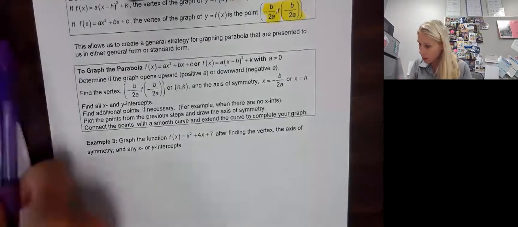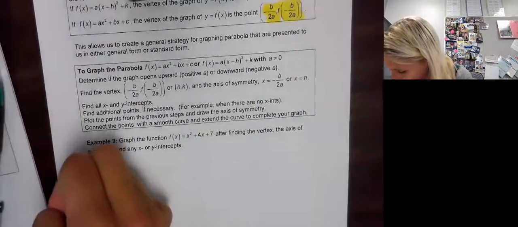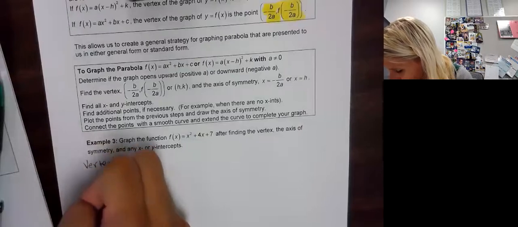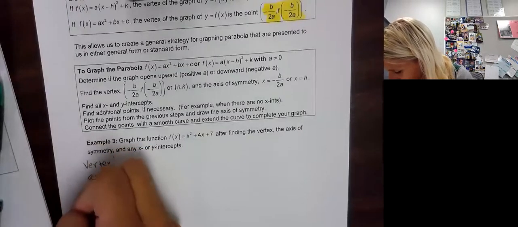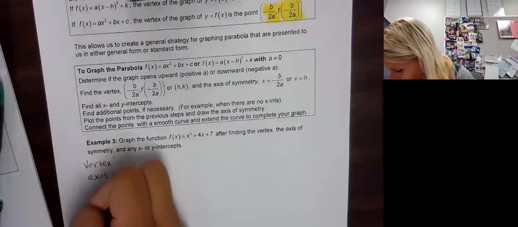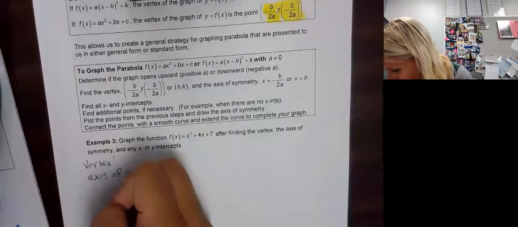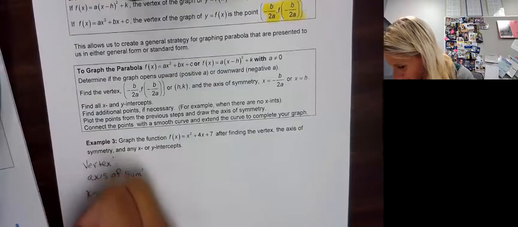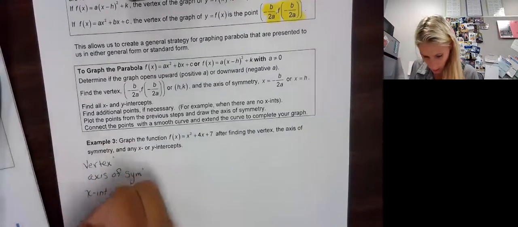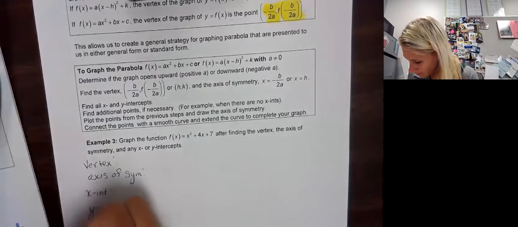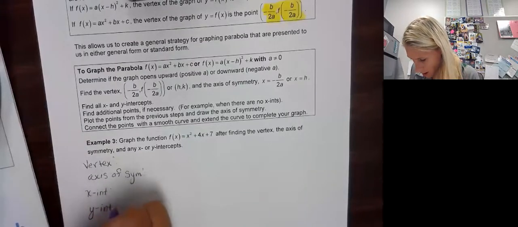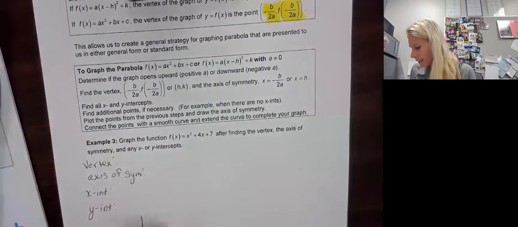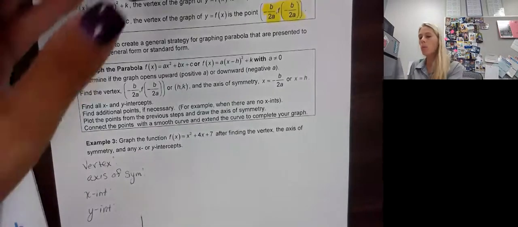All right, so let's look at what we want. We want to find the vertex, axis of symmetry, x-intercepts, y-intercept, and then graph.